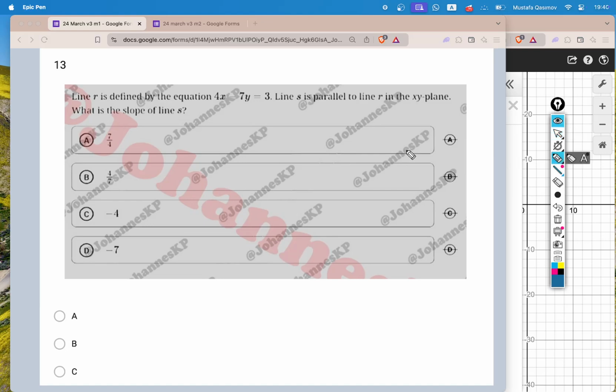13. First, let's find this slope. It will be like this. 7y is equal to 4x minus 3. y is equal to 4 over 7x minus 3 over 7. So the answer is 4 over 7, B. And because it's parallel, it will be B. If it's perpendicular, it will be negative 7 over 4.